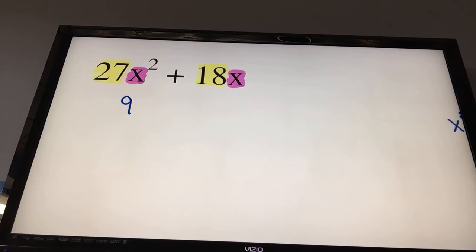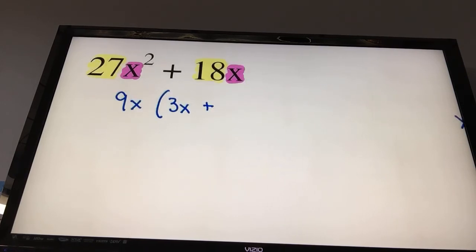And then x to the first comes out. So 9 into 27 is 3. X from x squared, so take 1 from 2, leaving me 1. And then 9 divided into 18 is 2. X from x, all gone.